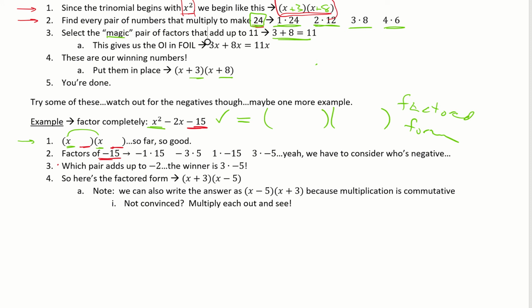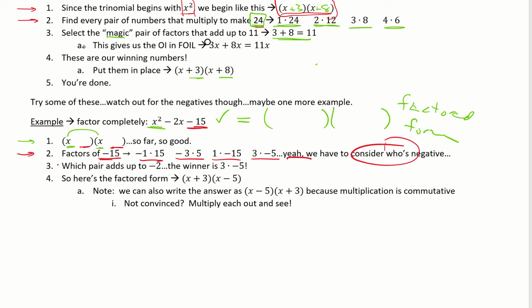Well, the negative's important. Negative 1 times 15, negative 3 times 5, 1 times negative 15, 3 times negative 5. Yeah, we have to consider who's negative, okay? You have to. So I made an exhaustive list. That's everything that could possibly go in.